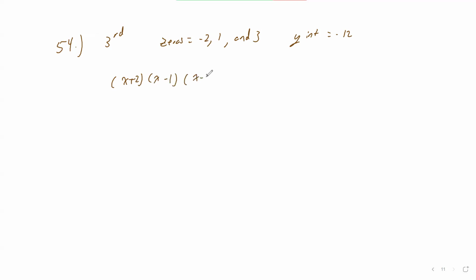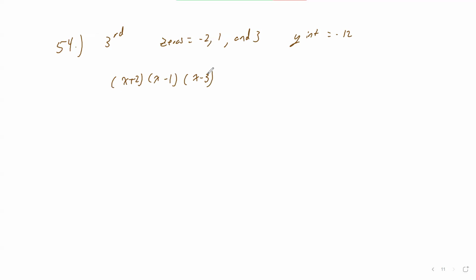So let's do another one. Let's look at number 54. We now know it's a third degree. The zeros are -2, 1, and 3. Y-intercept is -12. I'll show you where this comes in. So this would be x plus 2, x minus 1, and x minus 3. These are the zeros, the factors. I changed the sign. There's my cubic as well.